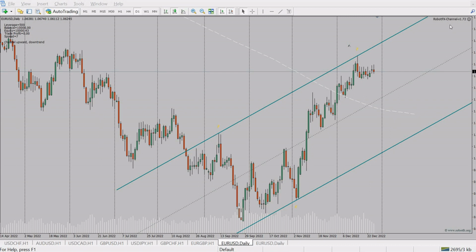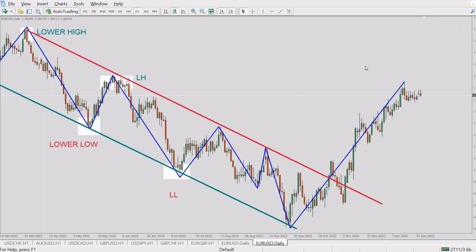And first of all, we're going to answer the question, what is the price channel? And after that, how to correctly and precisely draw the price channel so we can trade profitably. Now, let's see what the price channel is.